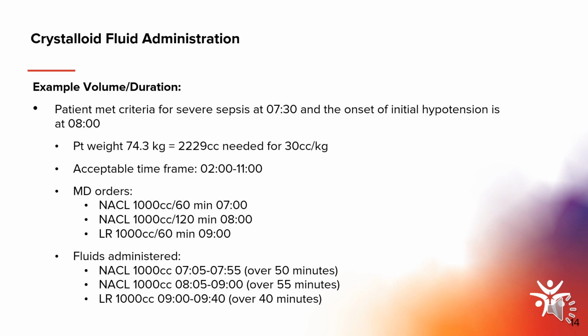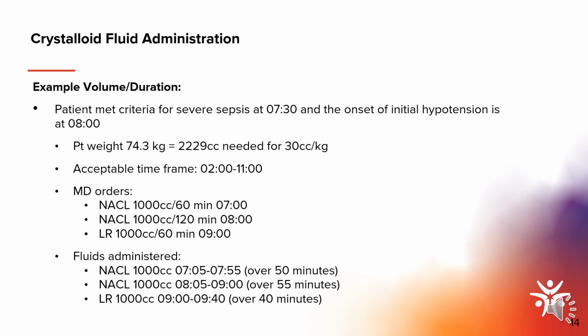The MD orders are written as follows: normal saline, 1,000 cc's. The rate is 60 minutes, and that was ordered at 7 o'clock. At 8 o'clock, we have normal saline, 1,000 cc's, ordered over 120 minutes. At 9 o'clock, we have lactated ringers, 1,000 cc's, to be administered over 60 minutes.